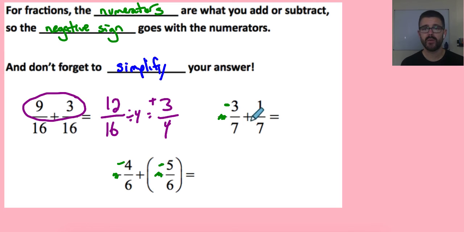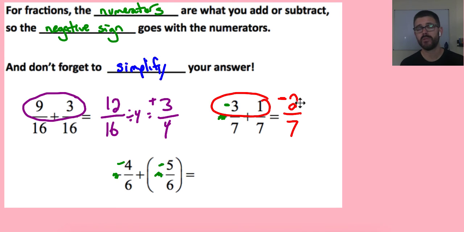Next one, negative 3/7 plus 1/7. Again, focus on your numerators. The denominator is going to stay the same. They have different signs, so I'm going to subtract. 3 minus 1 is 2. Take the sign of the higher number. 3 is higher than 1, so it's going to stay negative. So negative 2/7. 2/7 can't be simplified, so I'm done. Next one.